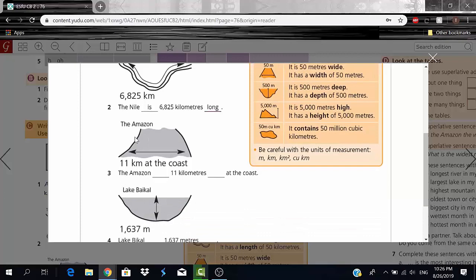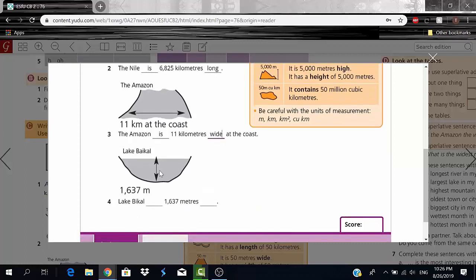And then after that, I have the Amazon. So I'll say the Amazon is 11 kilometers dash at the coast. What is it? You guys know this. That's correct. It's wide, okay? So the Amazon is 11 kilometers wide at the coast, okay?